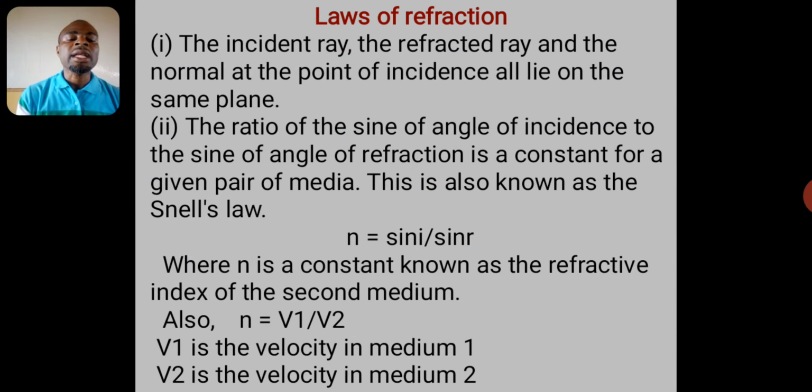Okay, now let's look at the laws of refraction. In exam, if you are asked to state the laws of refraction, you have to give us the two of them at once. Don't give one and leave the other one. They must go together. Number one, the incident ray, the refracted ray, and the normal at the point of incidence all lie in the same plane. And the second one, the ratio of the sine of angle of incidence to the sine of angle of refraction is a constant for a given pair of media.